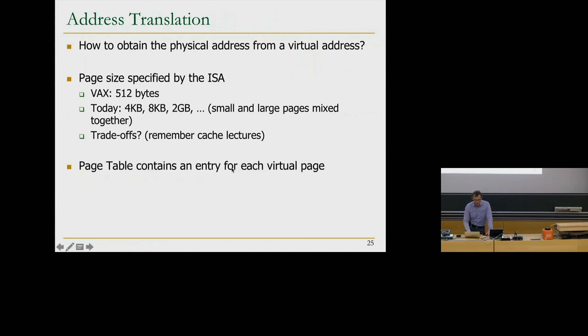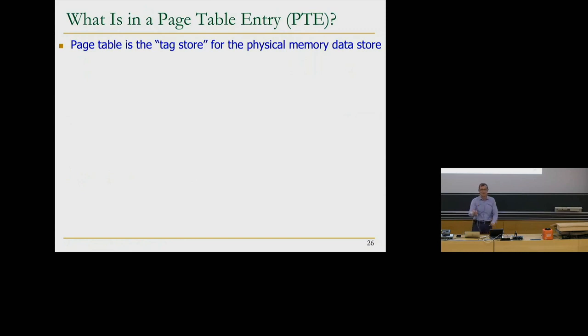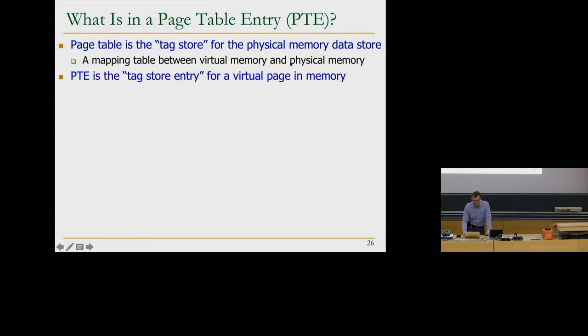Okay, so the page table contains an entry for each virtual page. Let's go into that a little bit more. It's called a page table entry. We've already discussed this. This is just for your benefit. What's in a page table entry is interesting because there are more things than we've discussed so far. You can think of the page table as a tag store for the physical memory data store. That's another way of thinking about it, because physical memory is a data store and the page table tells you what data really exists in this data store compared to all of the things that you can have in virtual memory. So it's a mapping table between virtual memory and physical memory. And a page table entry is a tag store entry for a virtual page in memory.